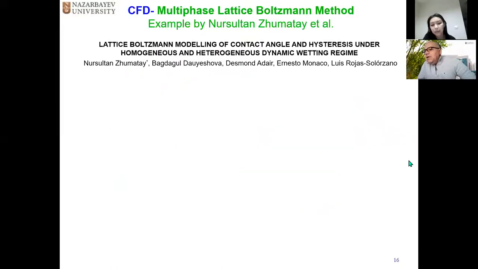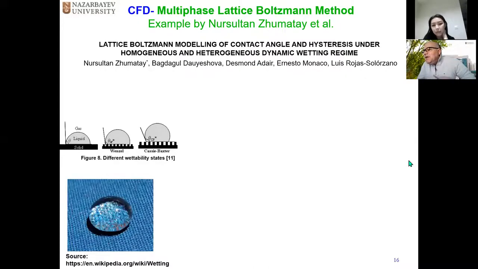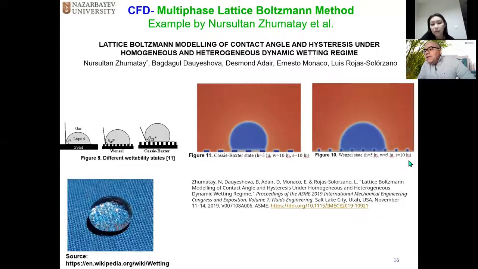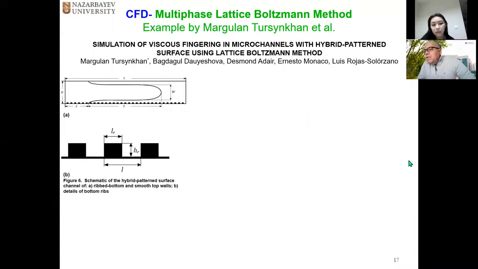And the methodology was essentially the work of many master students that worked after Baghdad-Gul and with Baghdad-Gul. We were analyzing the behavior of droplets, first to better understand the physics of microfluidics with Lattice Boltzmann. So Nur Sultan Chumatai's master thesis was about analyzing the behavior of a droplet on a surface that is not regular. Then we came to Margulan Tursinghan.